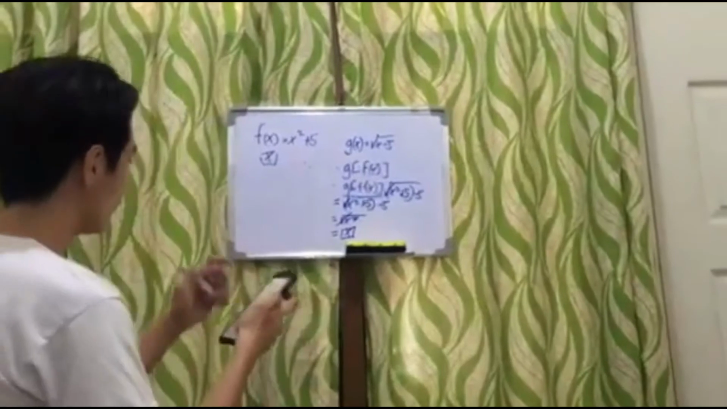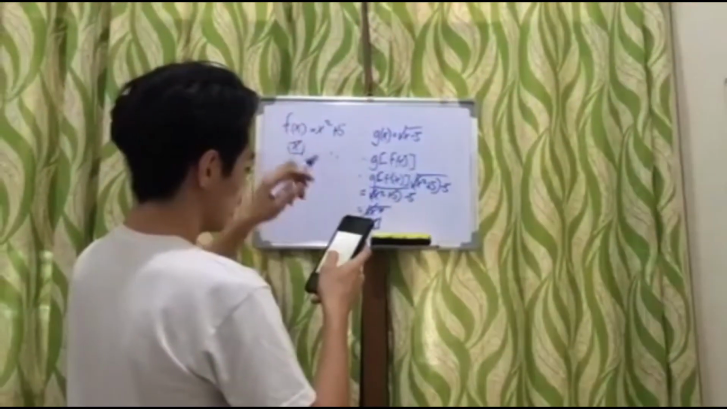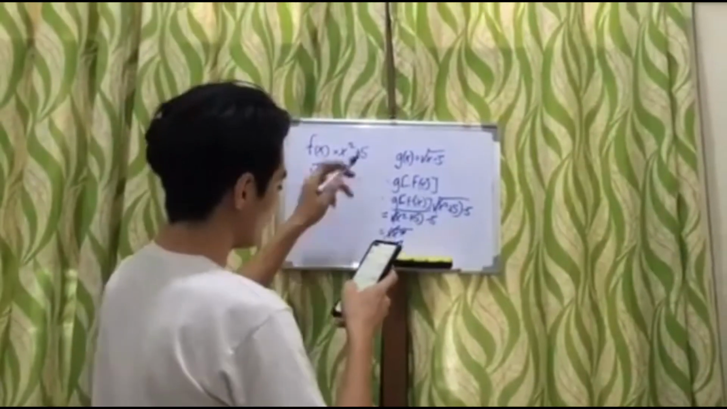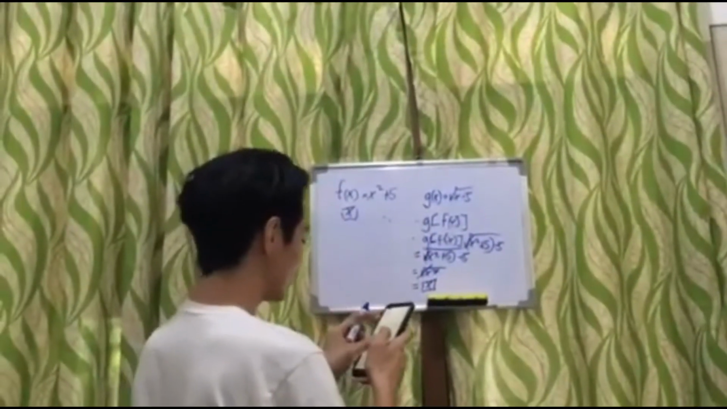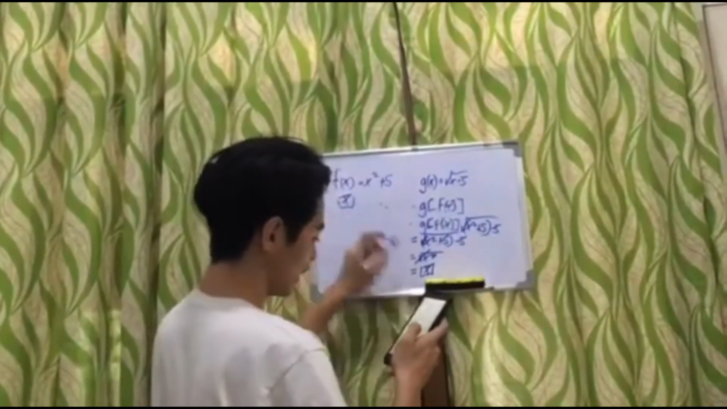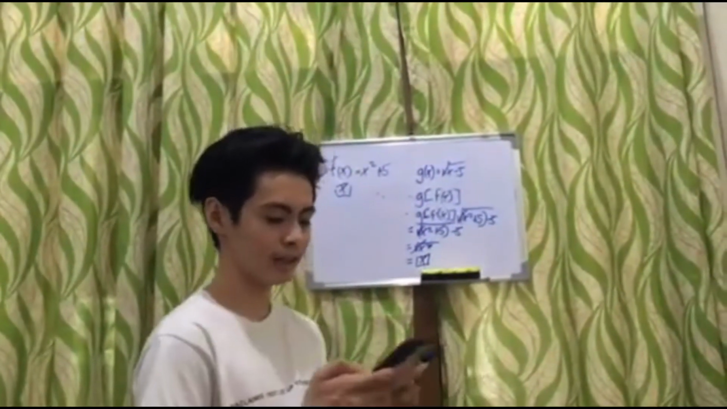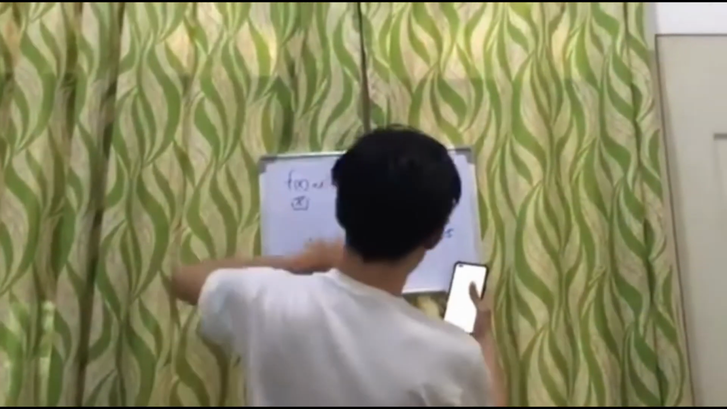Therefore, f(x) equals x squared plus 5 and g(x) equals the square root of x minus 5 are inverse to each other. Because if both are x and x, then it is an inverse pair. And let's go for our last example.